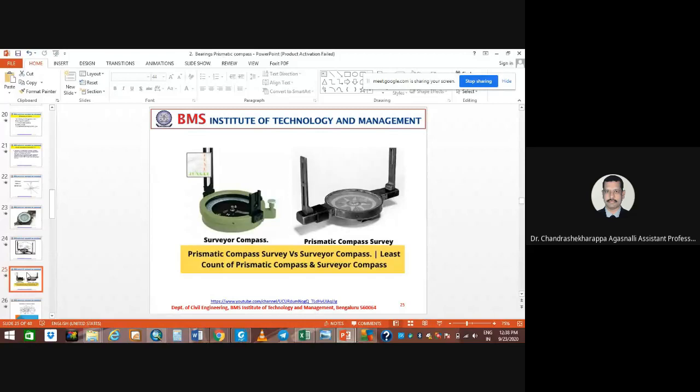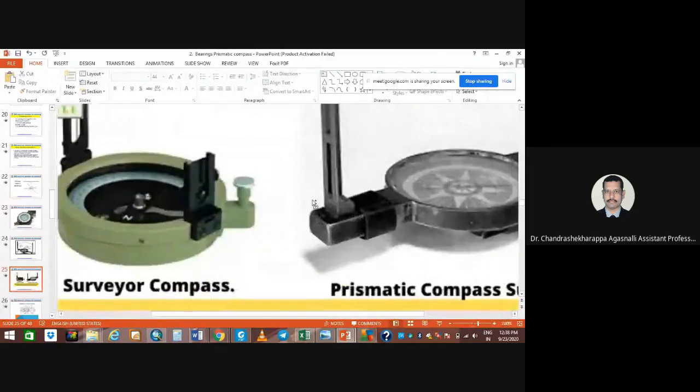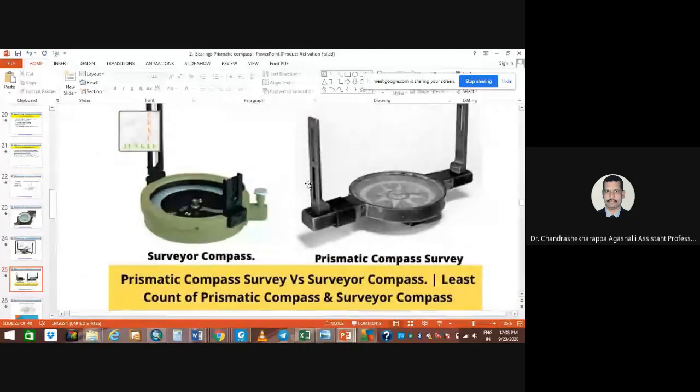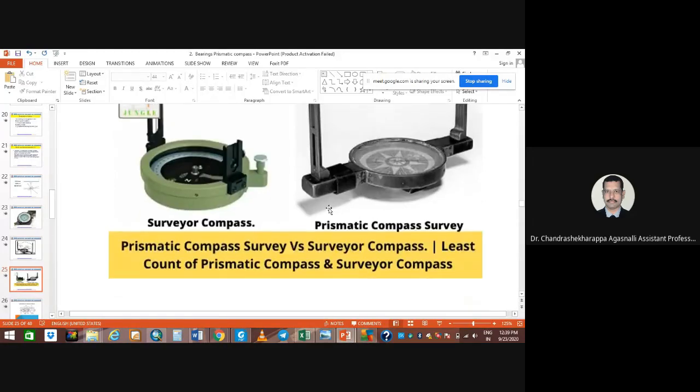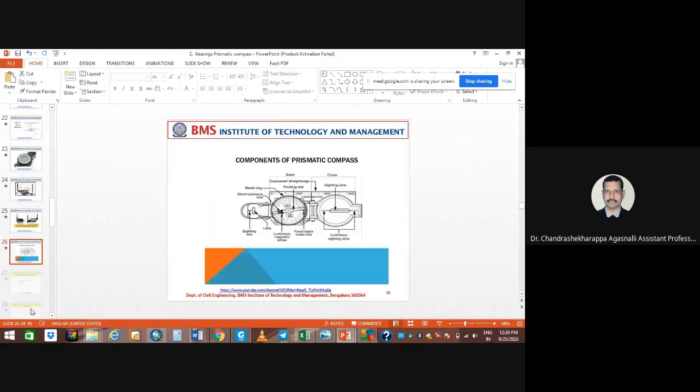Right. Then here is a prismatic compass, survey versus surveyor compass. Least count of prismatic compass and the surveyor compass. What is the major difference here? That you can see this. Divide will be there on both sides, vane will be there, directions. And the needles will be a little bit different, and the graduated circle is very clearly marked, and here is also marked. Okay. And major difference in this, totally not that much.